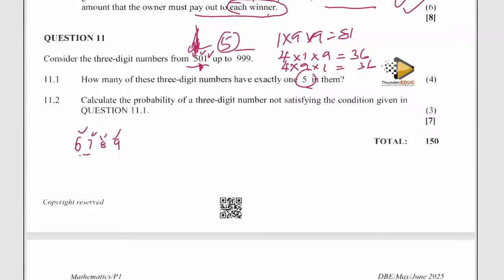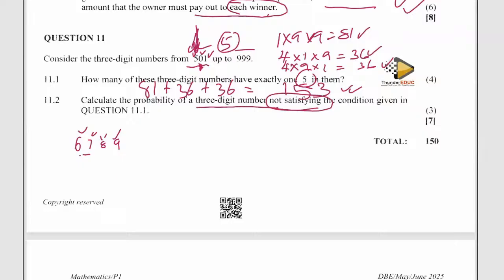So how many of these numbers? We're going to get 81, 36, and 36. So 81 plus 36 plus another 36 gives us 153 numbers. Then 11.2, calculate the probability of the 3-digit numbers not satisfying the condition.